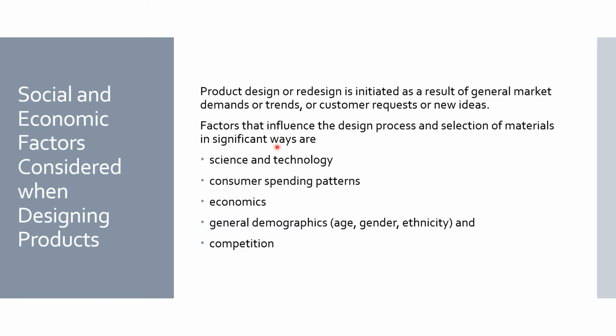So in that process, the factors that influence the design process and selection of, again, the industrial materials, in significant ways are all these: science and technology, consumer spending patterns, your economics, your general demographics, your age, gender, ethnicity, and competition. So these are all the factors that can influence the product design process and also the selection of materials to develop that product design.